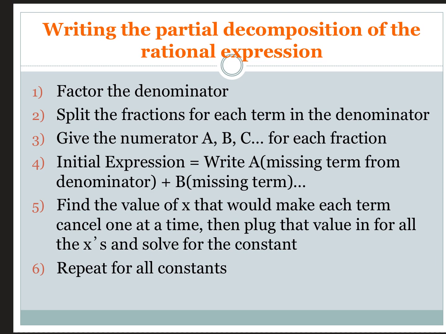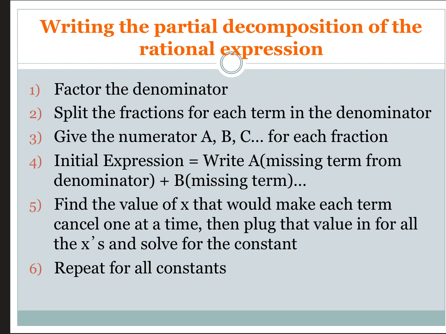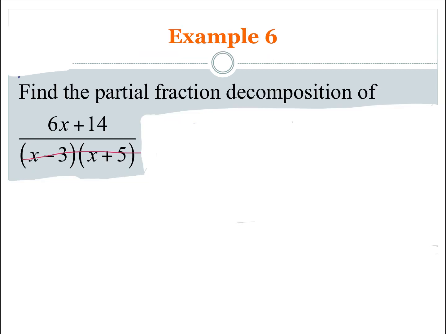So here's what we're going to do. The first thing you're going to do is always factor the denominator. Sometimes it's factored for you, sometimes it's not. Then we're going to split the fractions for each term in the denominator. If there's three terms in the denominator, you have three fractions. And you name them, A, B, C, and so forth. Then we're going to create an equivalent equation. We're going to balance the equation. I'll show you what I mean. Then we're going to solve the denominator, figure out what x values we use, and then we're going to plug in. I'll show you how simple it is, I promise.